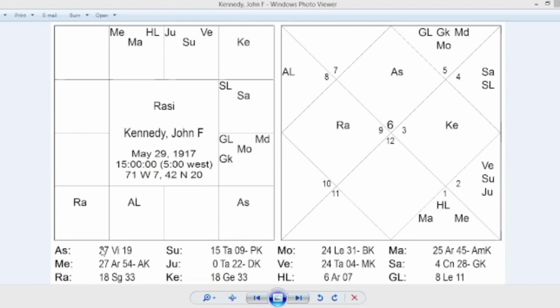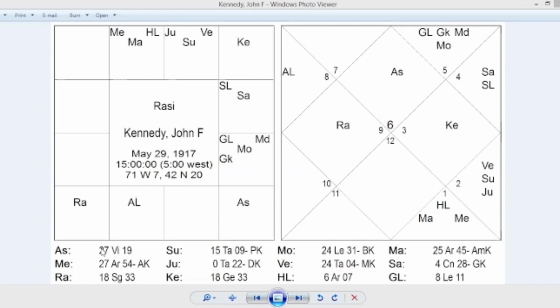Yeah, it's true. So he had a Chitra ascendant and secret messages. He was killed, assassinated. What was really interesting is that if you look at his 11th house, he has Saturn there. So really he did gain. But it's very interesting that with strong Chitra, he had his famous affair with Marilyn Monroe, right? The whole thing.